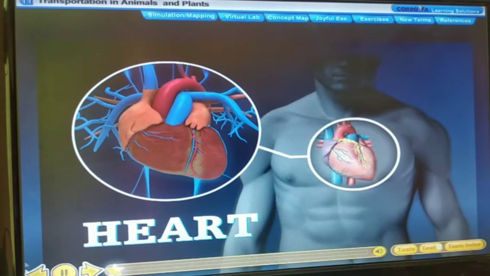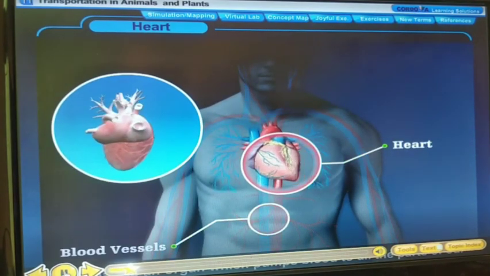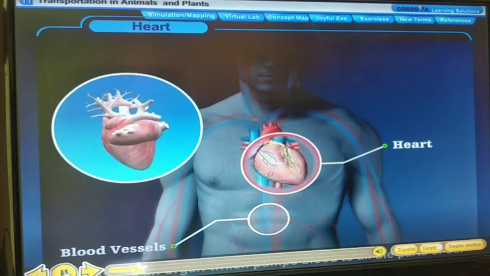Heart. The heart is an organ which pumps blood to all the parts of our body through the blood vessels.